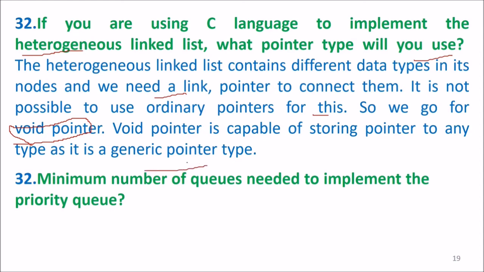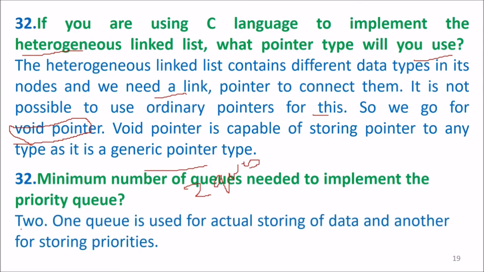Minimum number of queues needed to implement the priority queue. What is the number of queues? There will be 2 queues required. One queue is used for actual storing of data, and the other for storing the priorities.